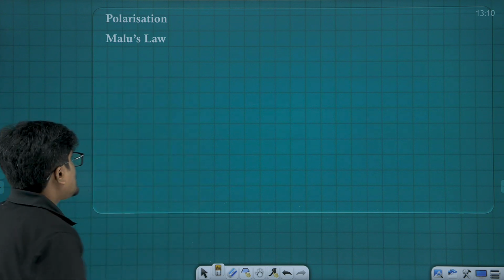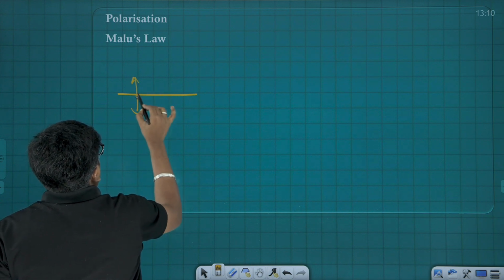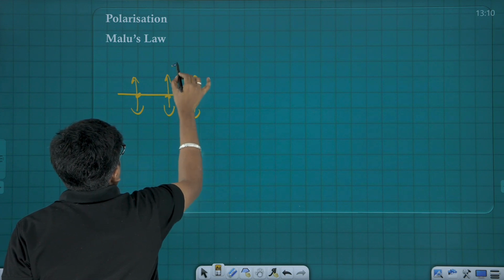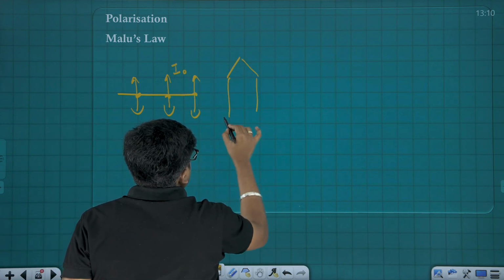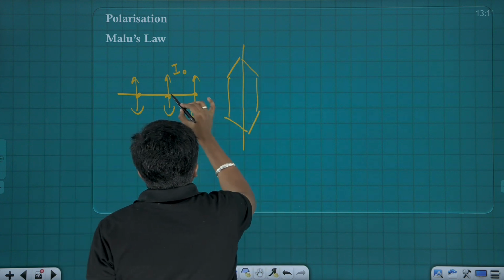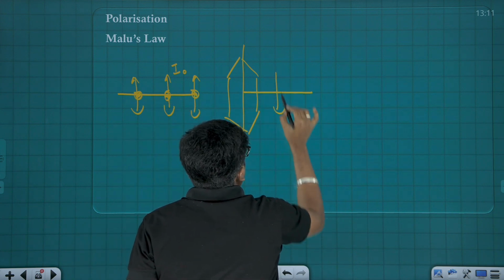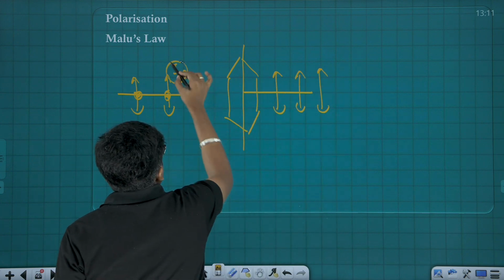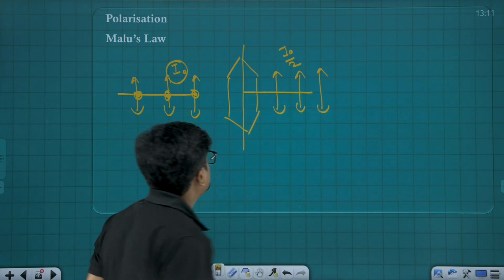Next is polarization. So let me consider an unpolarized light coming like this. It is having an intensity of say I0. Once it is passed through a polarizer like this, then what you are going to have over here is plane polarized light. So here the intensity was I0, so here the intensity will be reduced to half of that, that is I0 by 2.